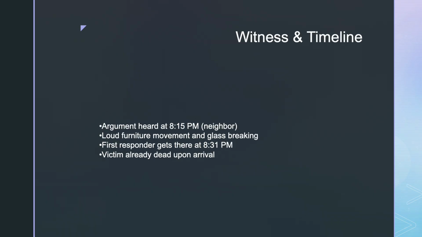Witness timeline. A neighbor reported hearing a loud argument at approximately 8:15 p.m., followed by sounds of furniture being moved and glass breaking. First responders arrived at 8:31 p.m. and found the victim already dead.